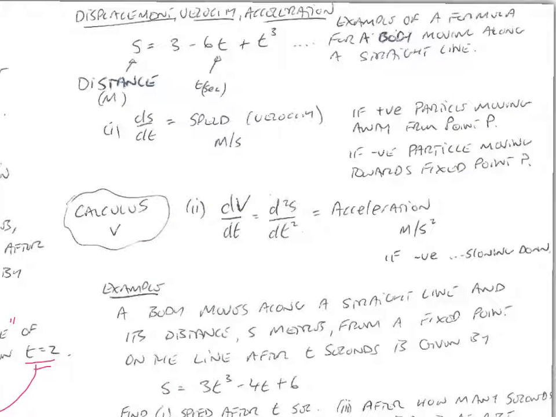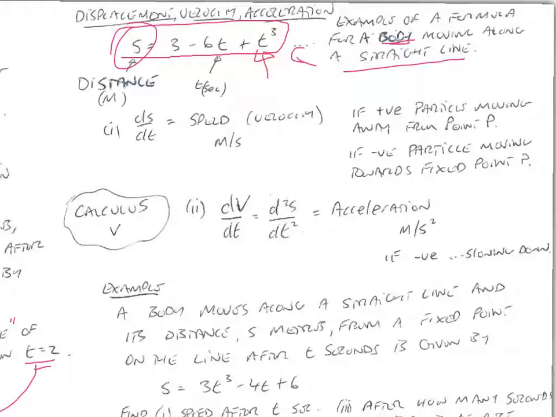Okay. Now let's talk about displacement, velocity, and acceleration. So here's an example. s, distance in meters, is equal to 3 minus 6t plus t cubed, and t is time in seconds. Here's an example of what a formula for a body, particle, whatever it is, moving along a straight line could look like, that we can find how far it's travelled if we know time, how long it's been travelling for. For this particular body, this might be the equation that defines its distance and time.